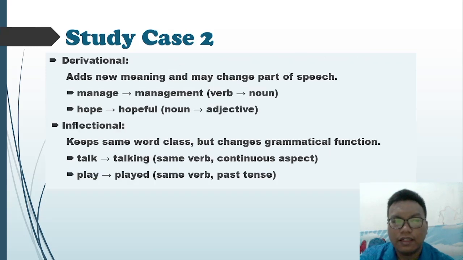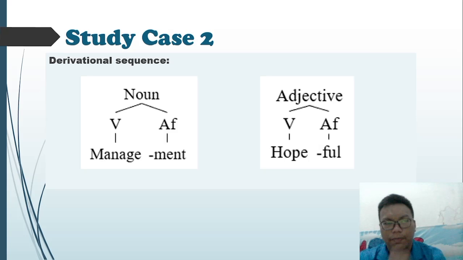So the derivational morpheme adds a new meaning and may change the part of speech, like manage to management is a verb to a noun, and hope to hopeful is a noun to an adjective, while inflectional morphemes keep the same word class but change the grammatical function. Talk to talking is the same verb but in a continuous aspect. Play to played is still a verb but in the past tense. This is a derivational sequence.